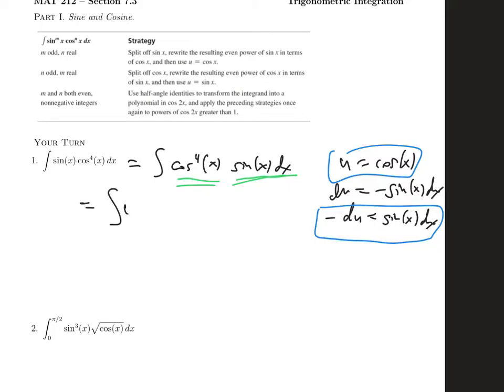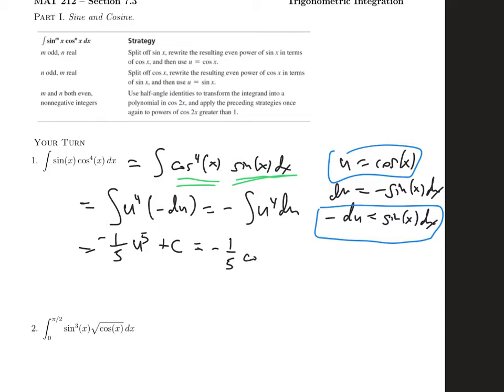So cosine to the fourth will be u to the fourth. Sine x times dx is negative du. And I can put that negative sign out in front. Antiderivative of u to the fourth is 1/5 u to the fifth. And then substituting back in, u is the same as cosine, so I'll have negative 1/5 cosine to the fifth. So that's the easiest possible thing that can happen, that we don't have to use the trig identities at all. We can just separate things out in terms of sine, one sine, and all the rest are already in terms of cosine.